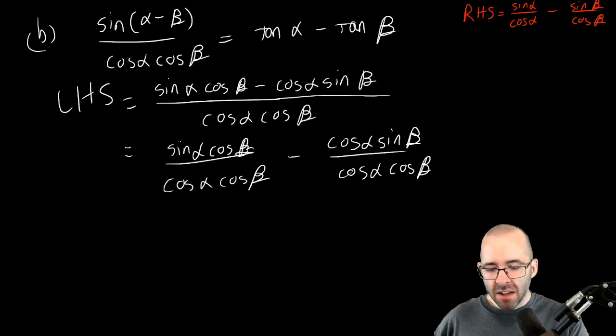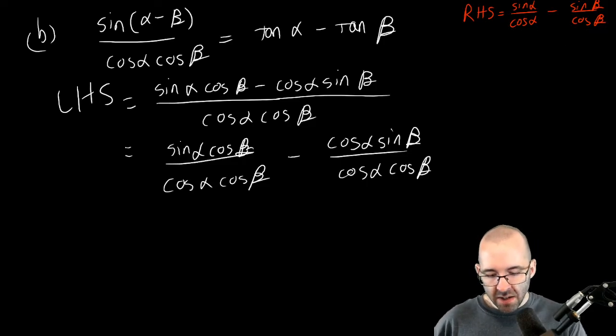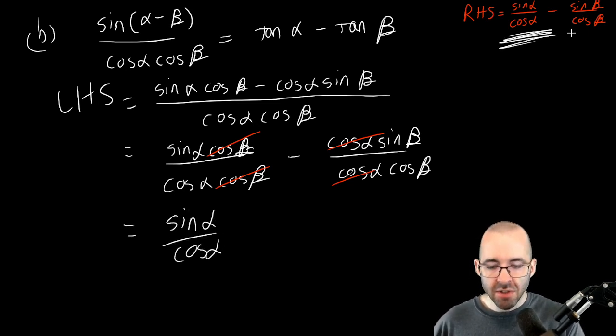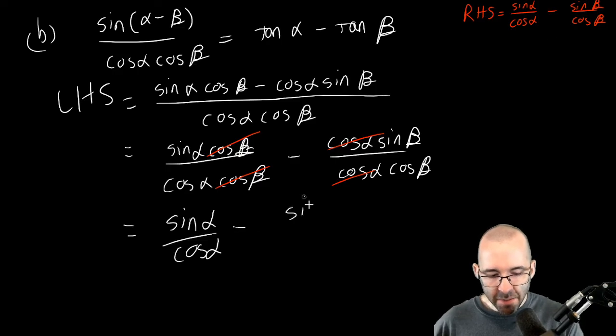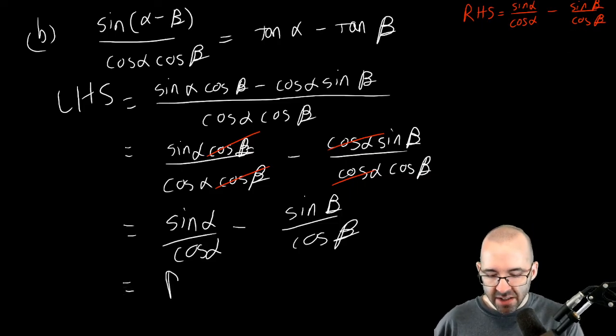And again, I usually say start with the messy side and try to get it to the other side. But sometimes it can be helpful to work with the other side too. So when we're here, we see some cancellation happens, right? The cosines of beta cancel here. The cosines of alpha cancel over here. What are we left with? Sine alpha over cosine alpha. Check, check. Minus sine beta over cosine beta. Check, check. So again, we already said that's the right-hand side.